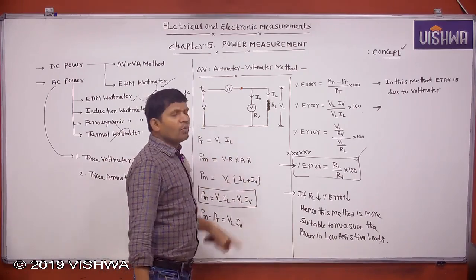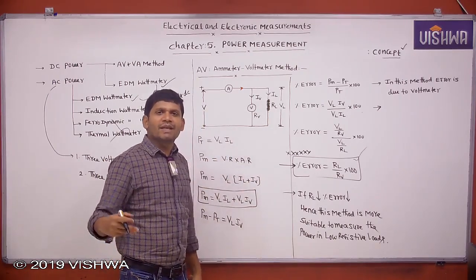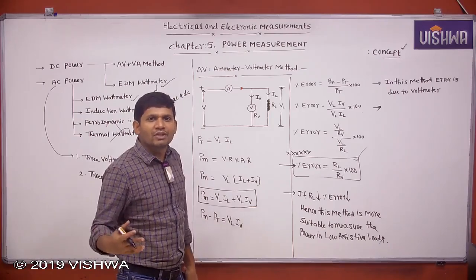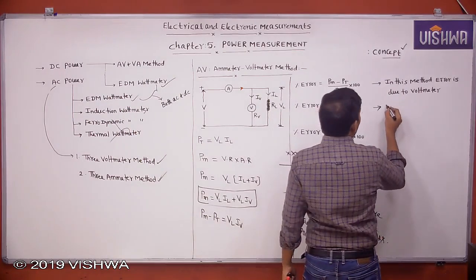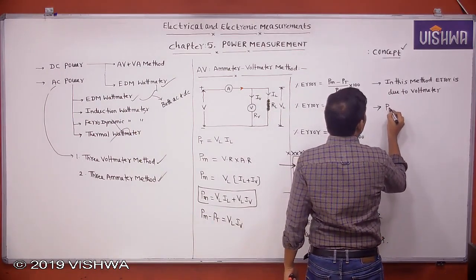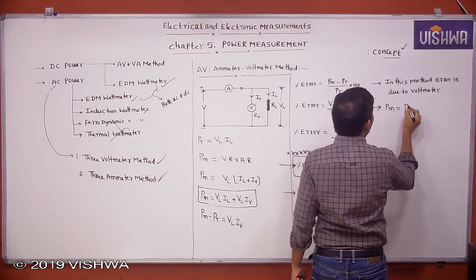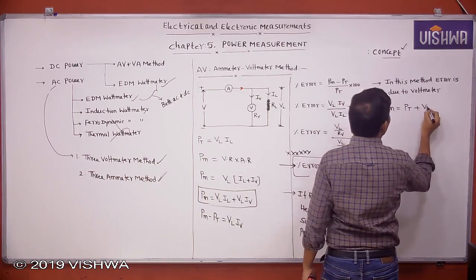In VA method, voltmeter ammeter method, which meter is connected at load side? Ammeter. Then error is due to ammeter. Like that you remember. We know that measured power equal to true power plus VL into IV.